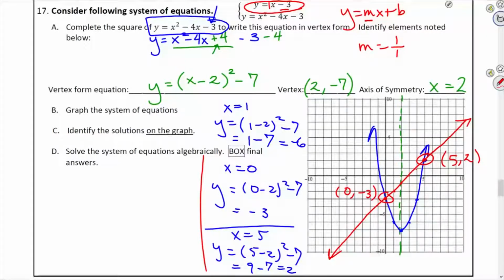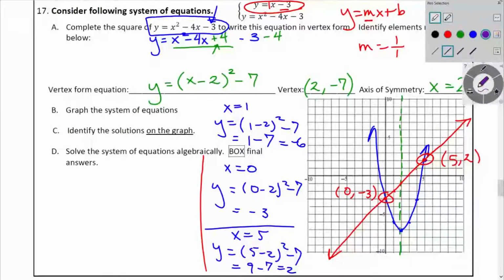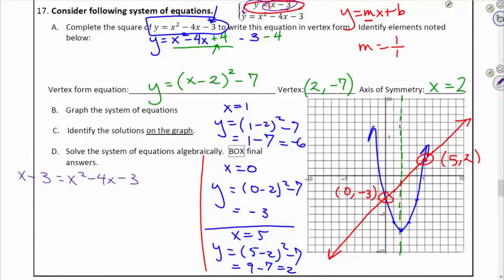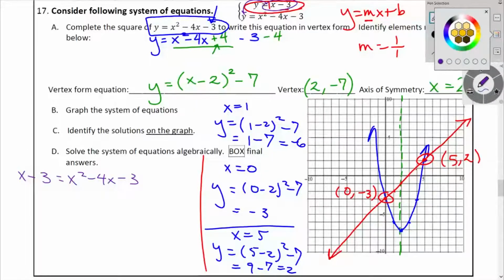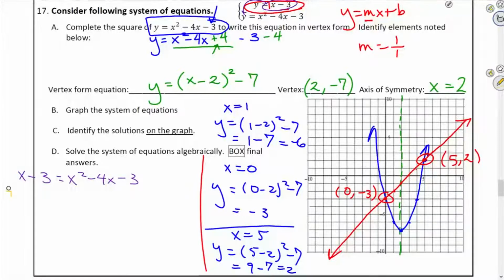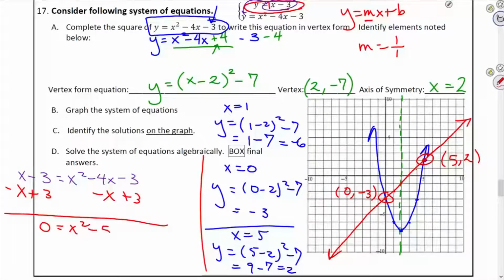Okay, if we were to solve this algebraically, I'll do it the exact same way as before. I'm going to plug this top equation in for this y, and I get x minus 3 is equal to x squared minus 4x minus 3. Okay, this is a quadratic. I want to get one side equal to 0. So I'm going to subtract x from both sides, and I'll add 3 to both sides, and I get 0 is equal to x squared. Negative 4x minus x is negative 5x. The negative 3 plus 3 cancels out, which is really nice. Okay, and then I can factor this with the GCF of x, and I get x times (x minus 5). Okay, and so I get x is equal to 0, and x is equal to 5.